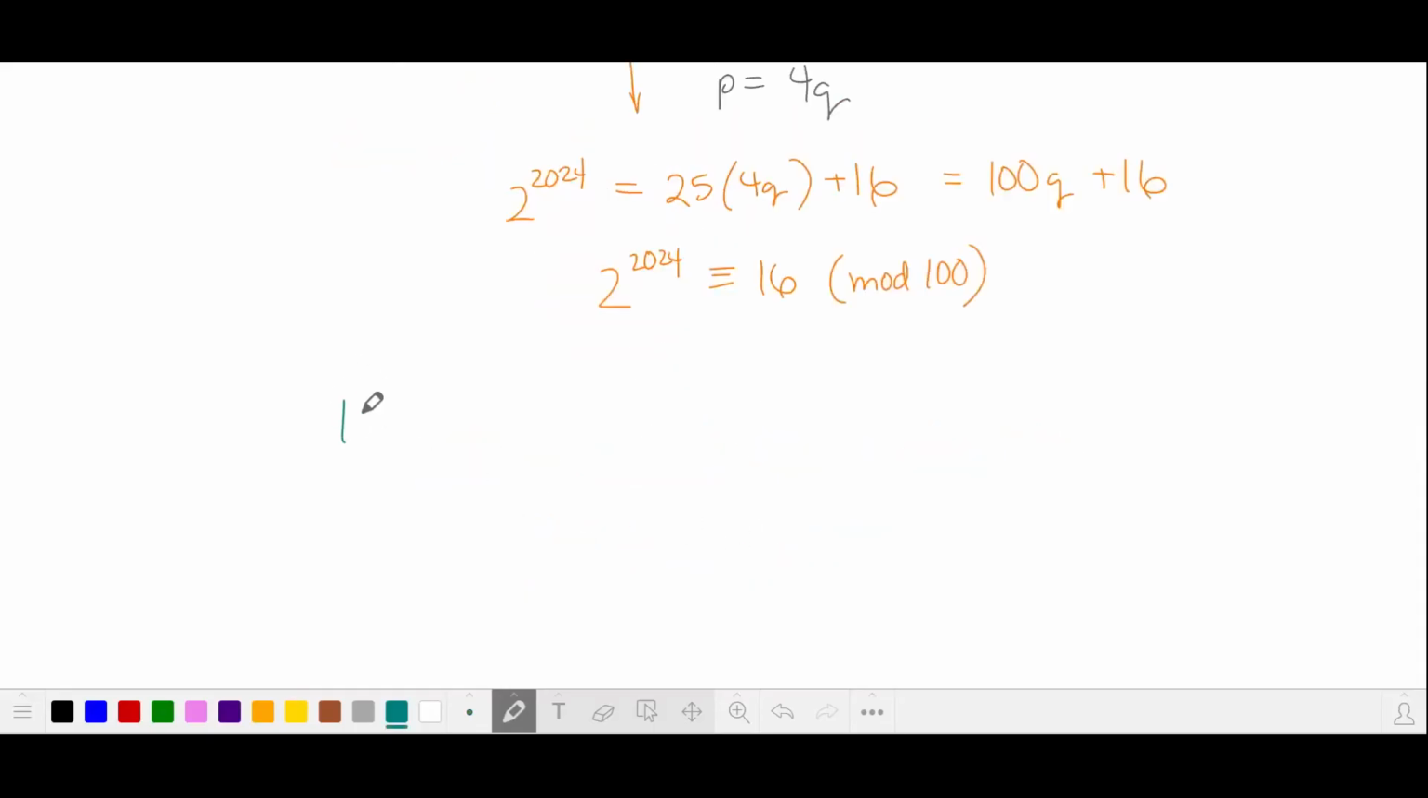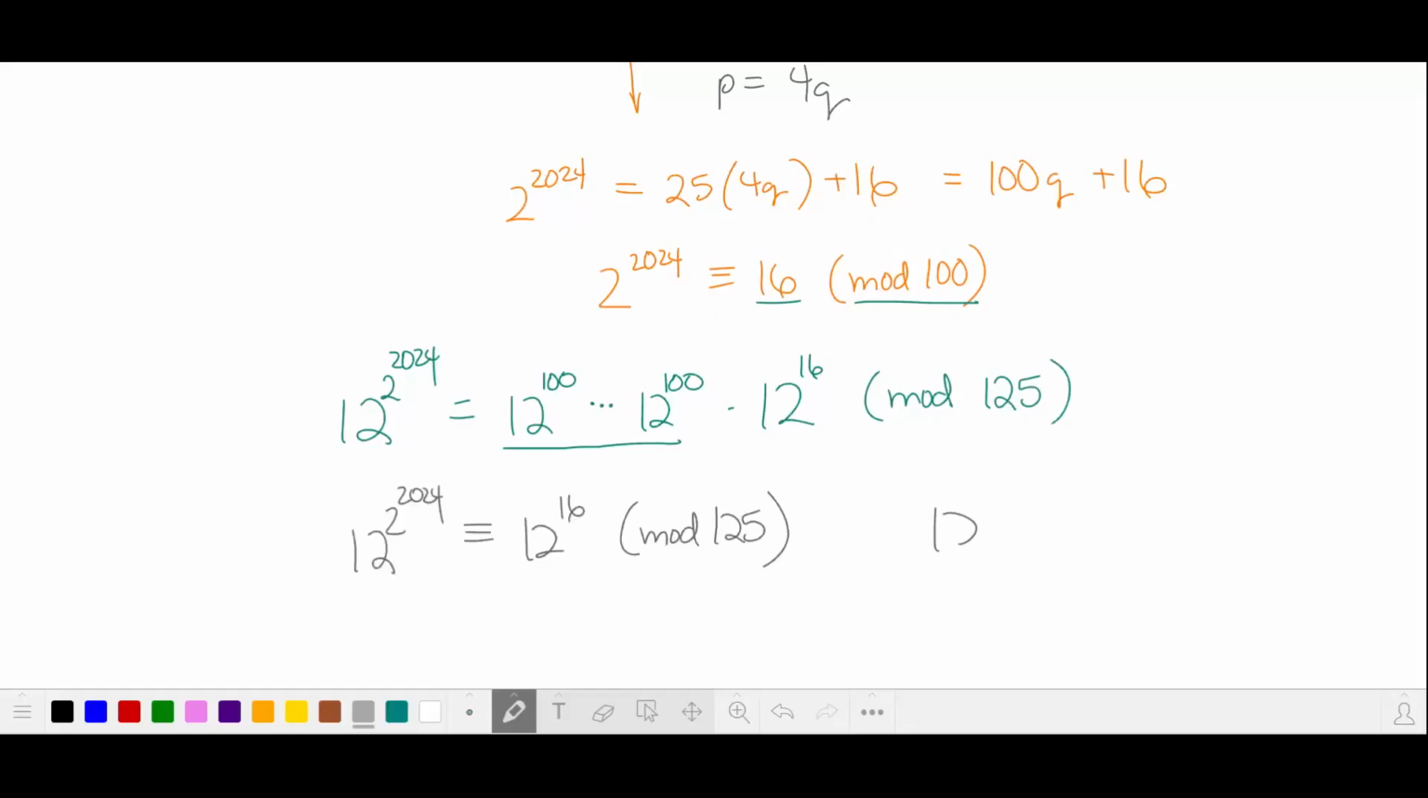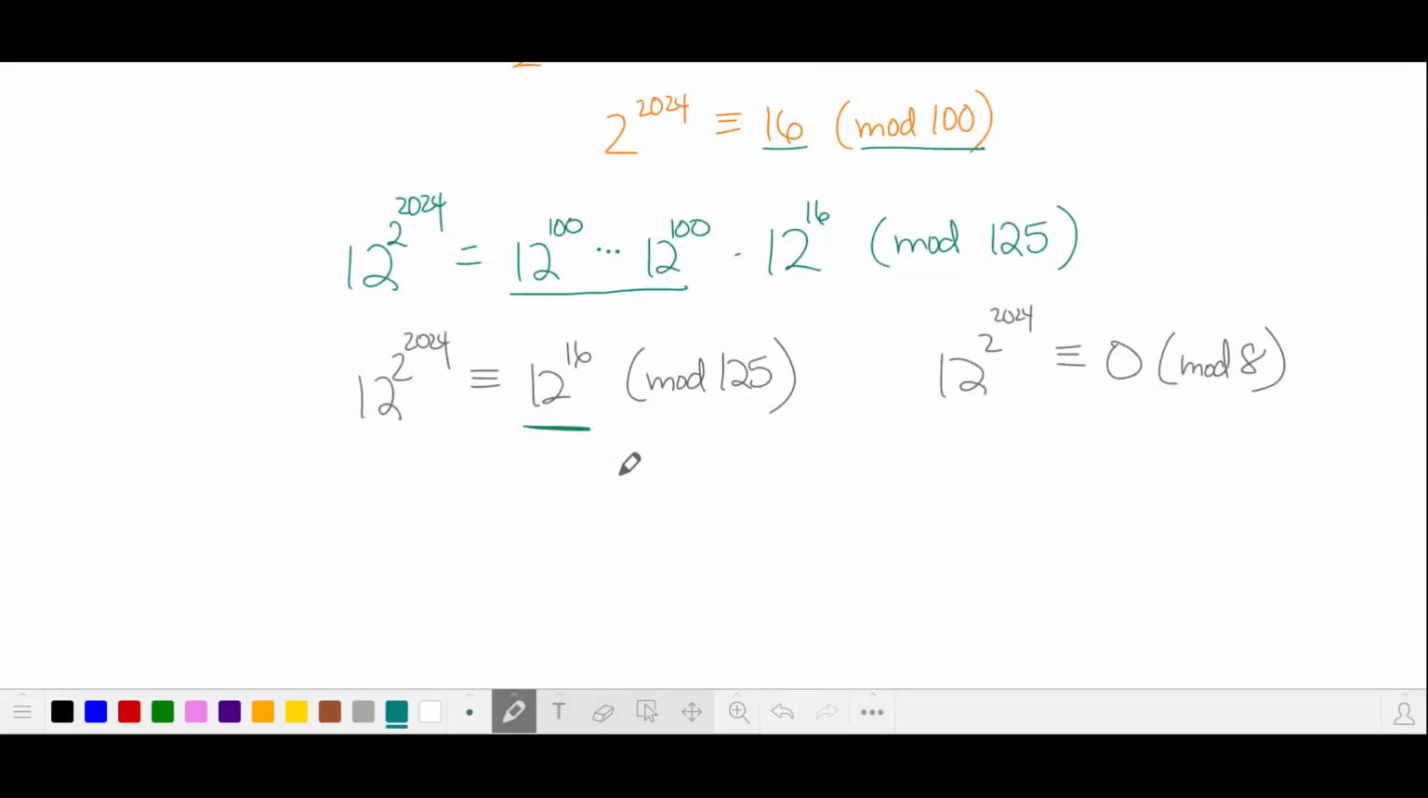Recall that we were doing this because we were taking 12 to the power of 2 to the power of 2024, breaking these up into 12 to the power of 100. All these factors are equivalent to 1. Pulling out all of these hundreds, that's this mod 100, leaves us with 16 more 12s. And this was our expression in mod 125. And we also had that 12 to this power was 0 in mod 8. Let's see if we can reduce this large number.